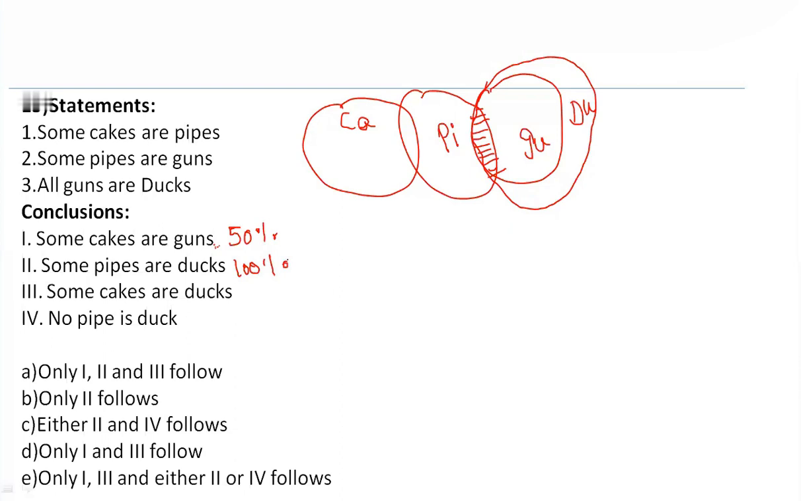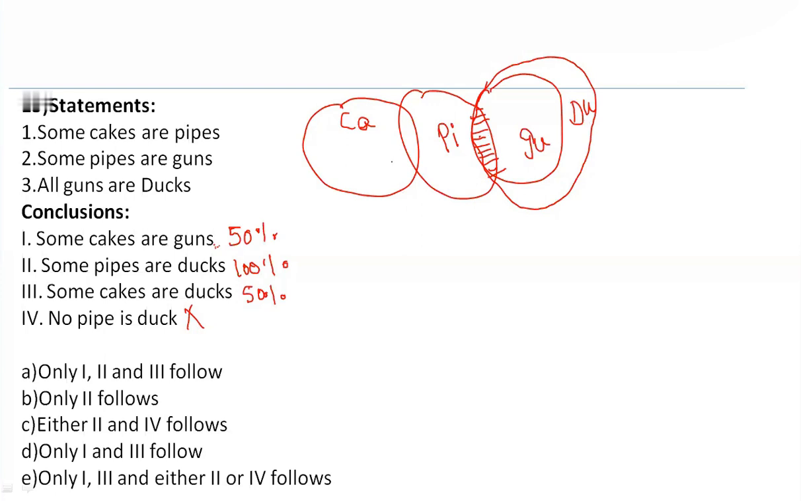Check for the third one. Some cakes are ducks. Here also the same thing, guys. A statement is not saying direct information between relation of cakes and ducks. So it is 50%. They may have relation, may not have relation. Okay. Next, no pipe is a duck. No pipe is a duck is 100% false. Why? Because you can clearly see that there is some relation between pipe and duck. So this is 100% false, guys.